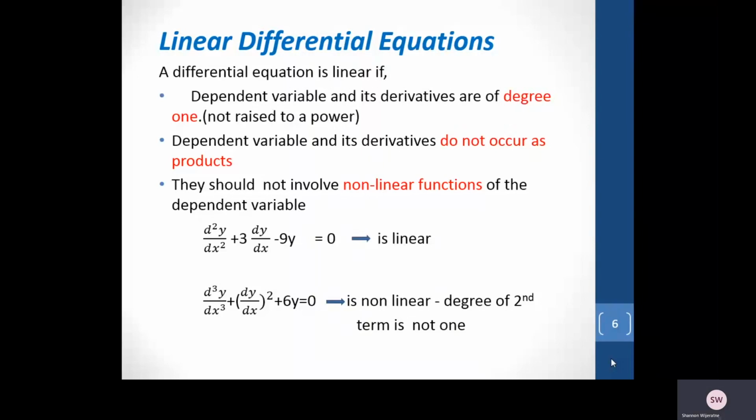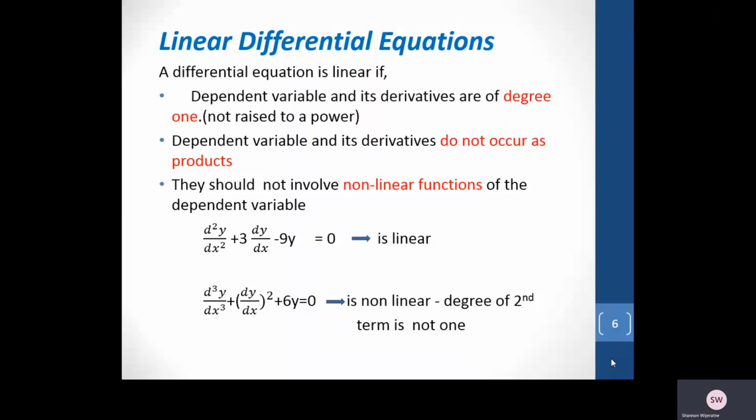Then the second property is that the dependent variable and its derivatives do not occur as a product. That means you cannot have terms like y into dy by dx, because there you have a product of y and its derivative dy by dx.